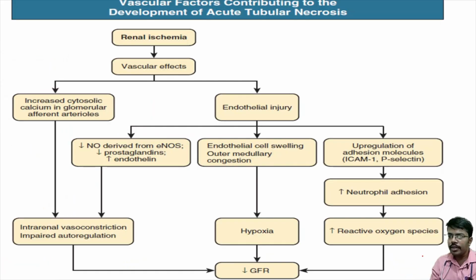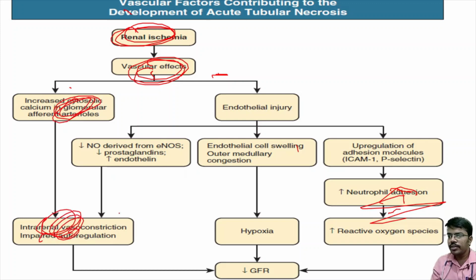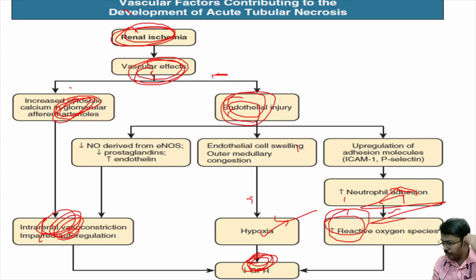Theoretically, what is happening whenever there is a renal ischemia? There are vascular effects, not only hypoxia. Because of the stagnant blood, high calcium will be there, which also causes vasoconstriction, and also there is an endothelial injury. All these lead to decreased GFR. There will be release of reactive nitrogen oxidation species also. All this leads to decreased GFR.